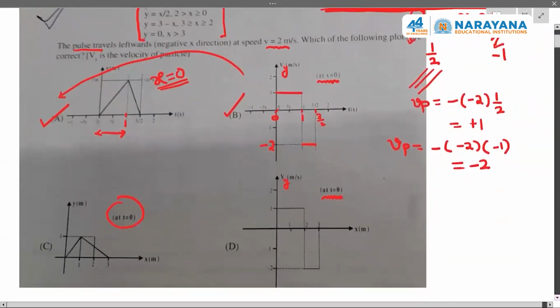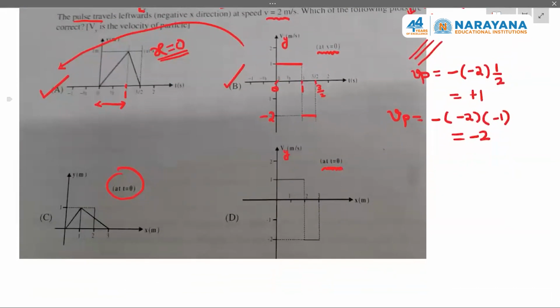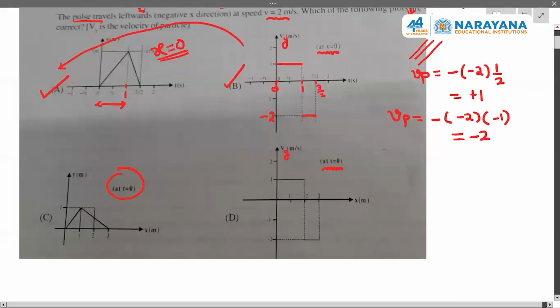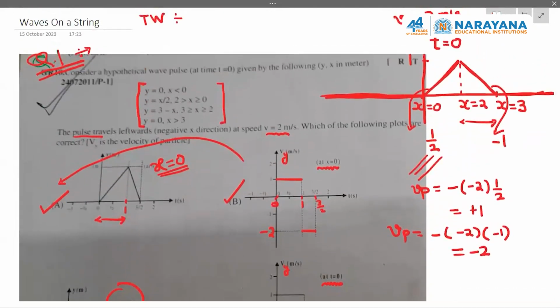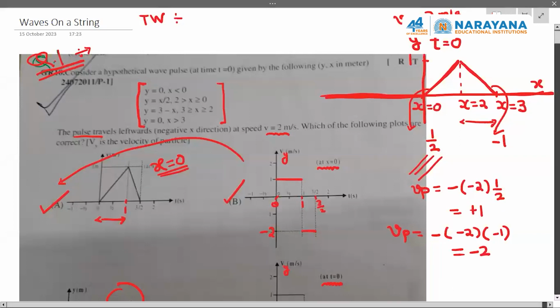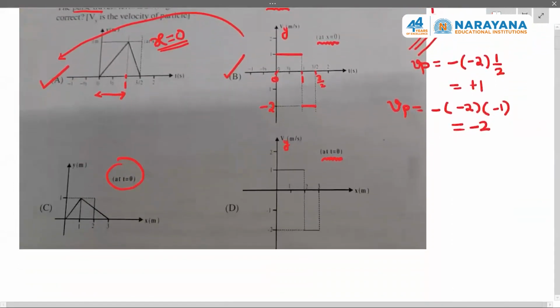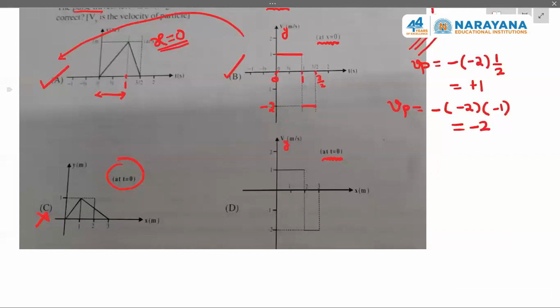Further, what is happening? At t is equal to 0, as far as the shape is concerned, I have already drawn that shape. That is y versus x, at t is equal to 0. From 0 to 2, it goes up to 1. From 2 to 3, it is coming down. So I don't think this is the correct option. The shape is not right. And finally, he is talking about particle velocity versus x coordinate at t is equal to 0.